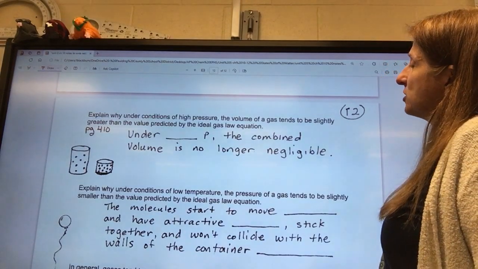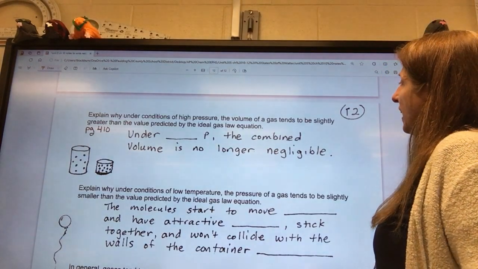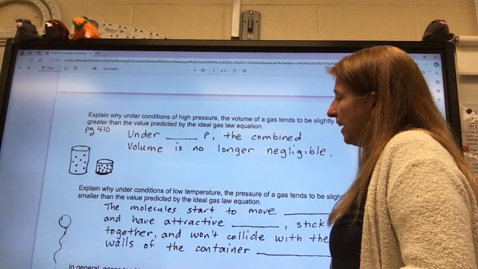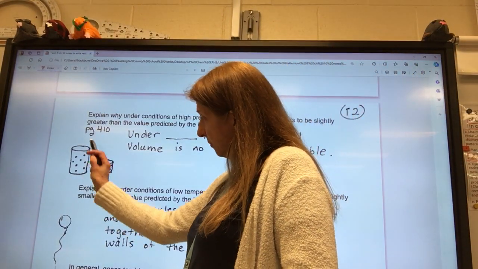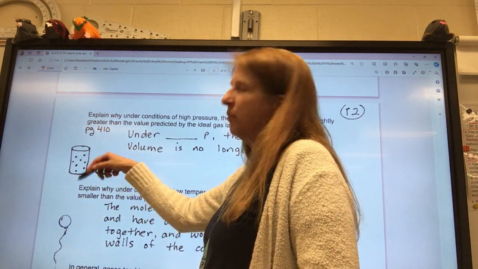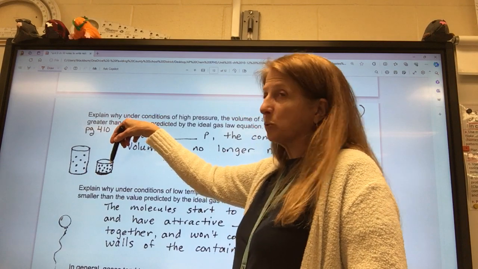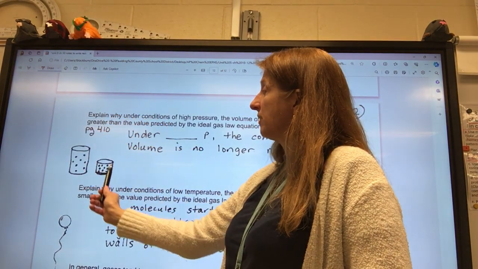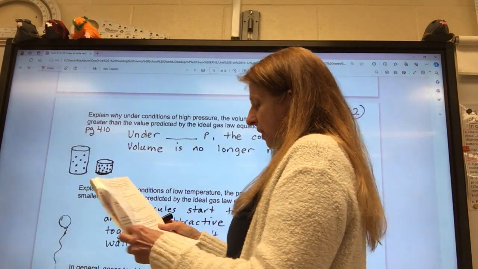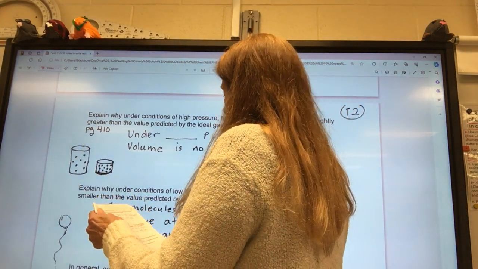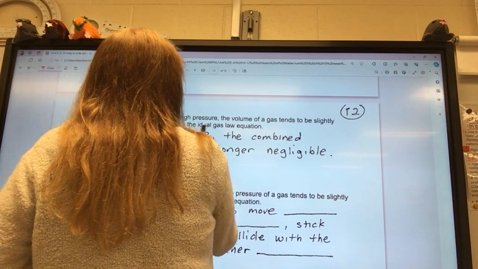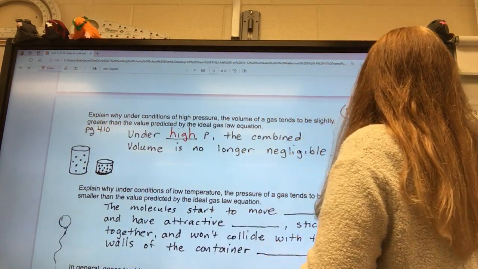Explain why under conditions of high pressure, the volume of gas tends to be slightly greater than the value predicted by the ideal gas equation. So look at, this is low pressure. They're all spread out. They have no effect on each other. The volume is negligible. But if we squish them down enough, they start taking up a big enough percent of that container that the volume is something to be considered. So under high pressure, the combined volume is no longer negligible.